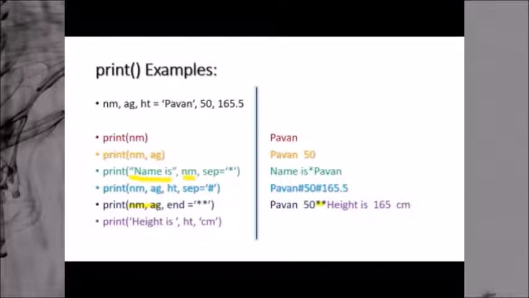And then the next statement, print height is, will come at the same location: height is, then a blank space, that is your separator, then 165.5. I forgot to write here the 0.5, 165.5 centimeter. So this is how you can use the print statements.